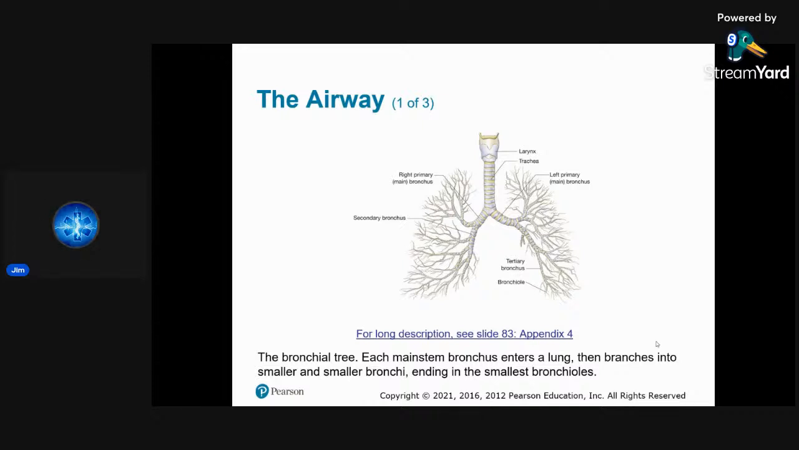This picture we've seen a few times throughout the book. It's the bronchial tree. It shows the main stem bronchi coming off of the trachea, and we go to the carina, which is the split in the bronchi. We've got the main stem bronchi, and then they start getting smaller and smaller and branching out, and they eventually become bronchioles, which is the smallest version that attaches to the alveoli.